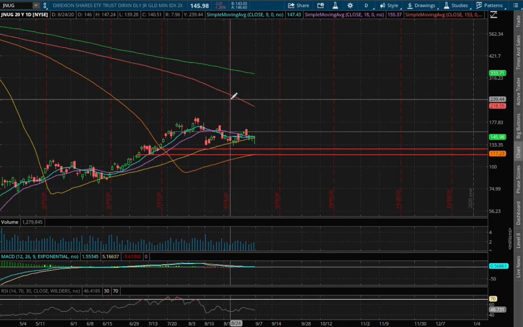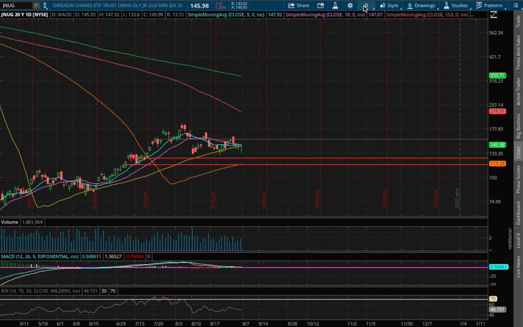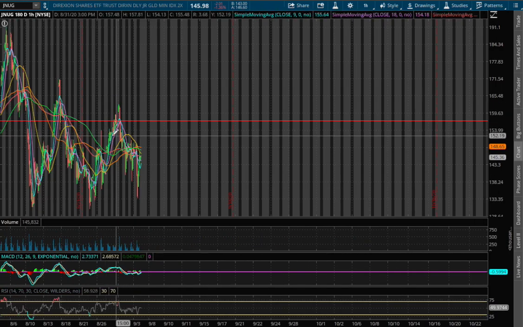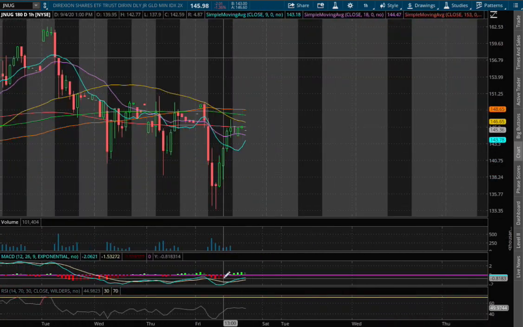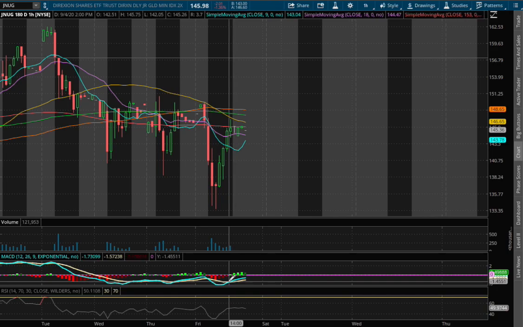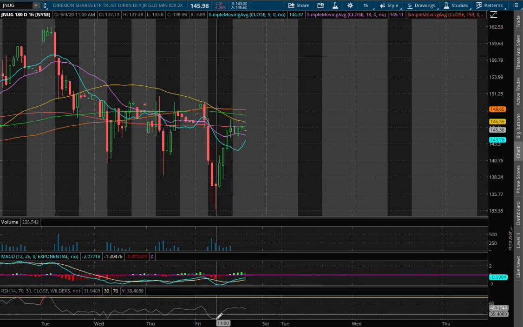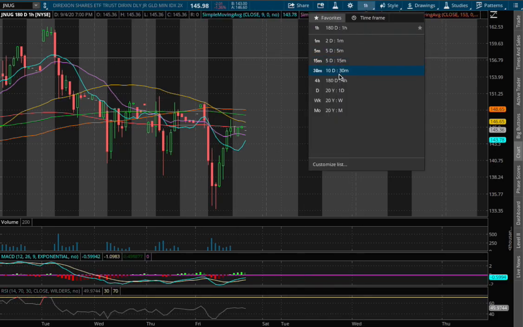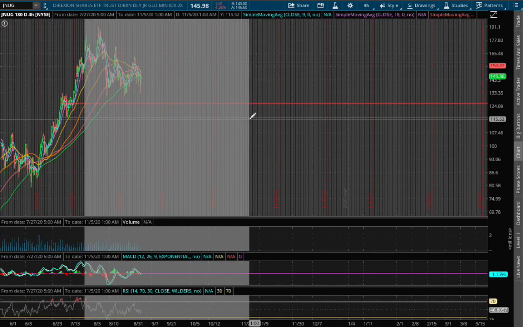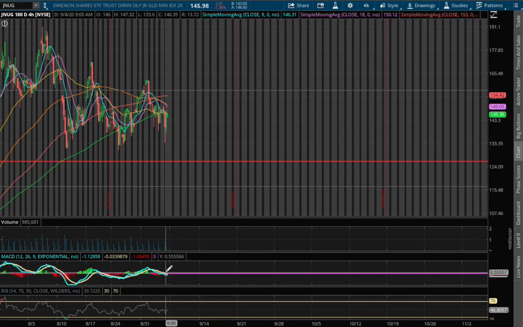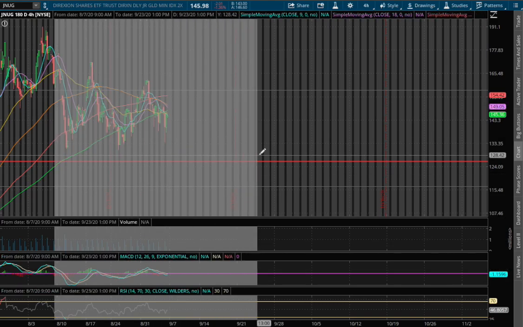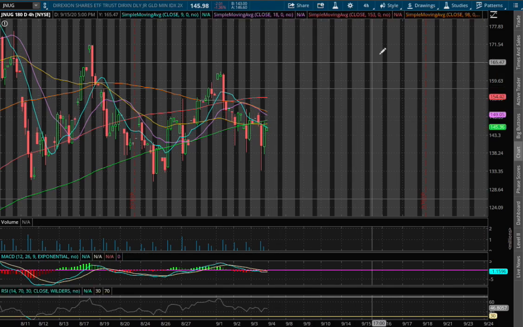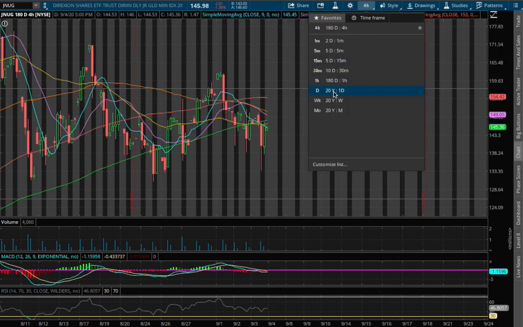On Friday, JNUG closed down 1.4% on the 1-hour chart. What we have here is we are starting to slowly approach positive MACD after converging on Friday afternoon, after we were near oversold on the RSI. If we extend that further onto the 4-hour chart, we have now approached negative MACD and broke through the 200 moving average, this green line. So there is downward momentum.